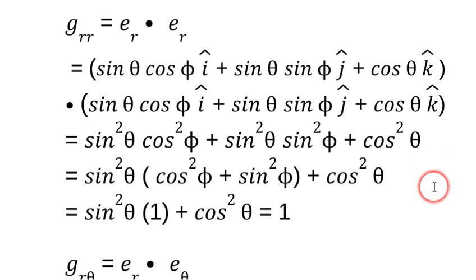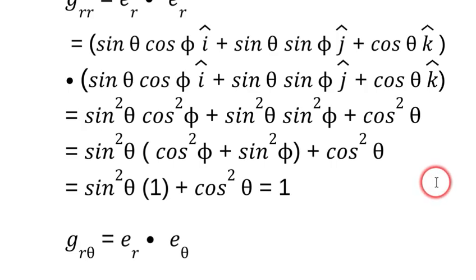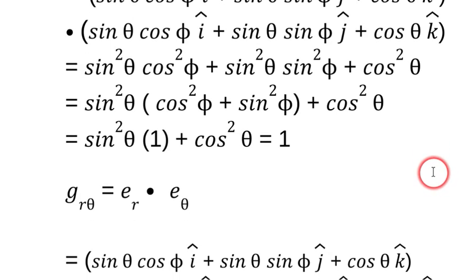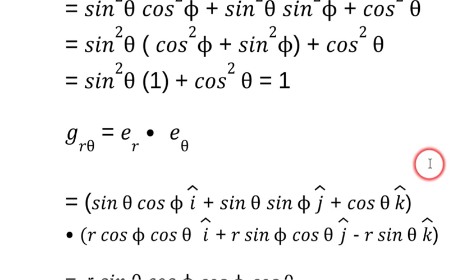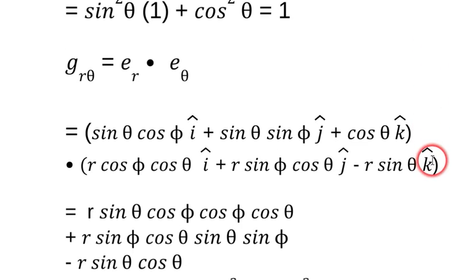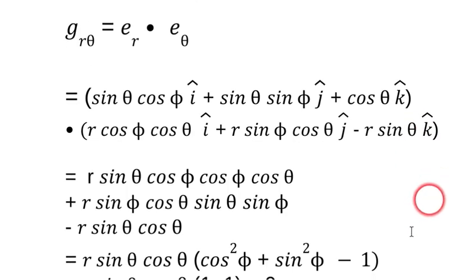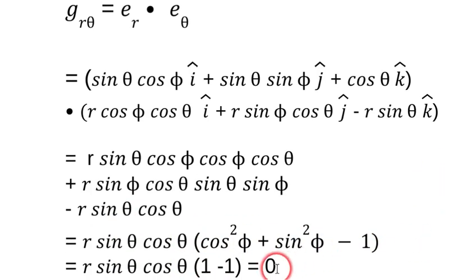Now let's do a cross term here, okay? Let's do e_r dot e_theta. So we go up above, we get our e_r, we get our e_theta. We do the multiplications, and we can factor out of here, let's see, r sine theta cosine theta. Yep. So what's that leave? That leaves a cosine squared phi and a sine squared phi right here, and here it leaves a -1. Well, this is 1. This is a -1. So that goes to 0.